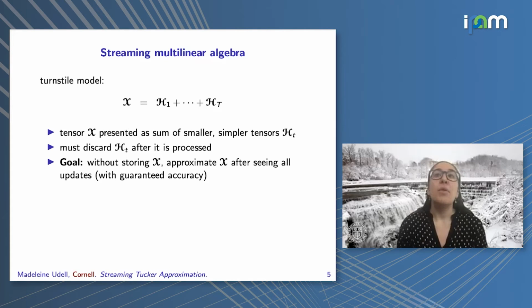And the requirement that I'm laboring under is that I have to discard this innovation after it's processed. All I'm allowed to remember is some much lower dimensional, smaller amount of information about these innovations that I've seen. Okay, so the goal is that without storing the entire tensor, I want to approximate the tensor after having seen all the updates, and I want to do that with guaranteed accuracy.